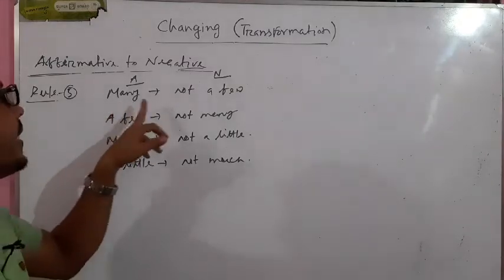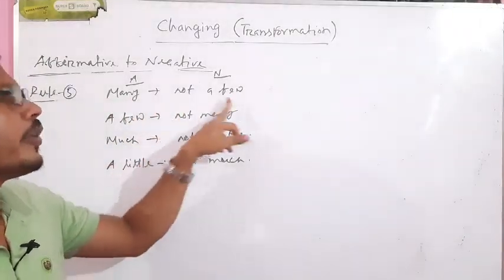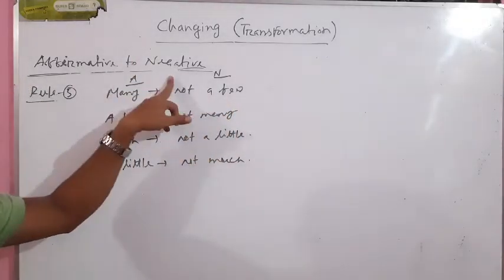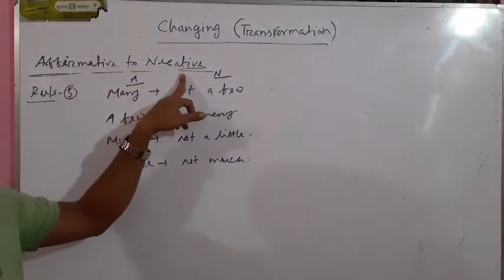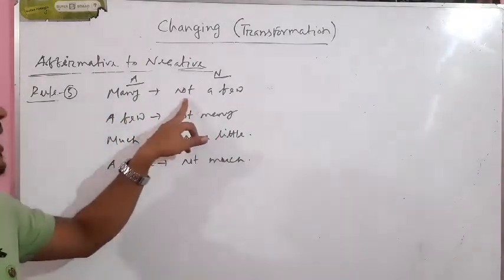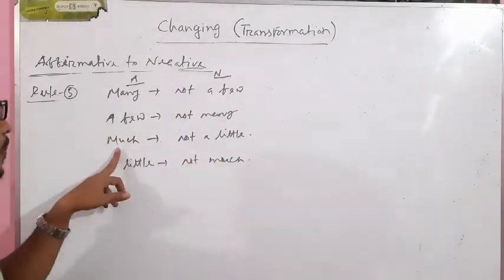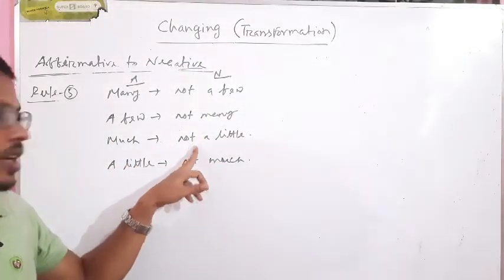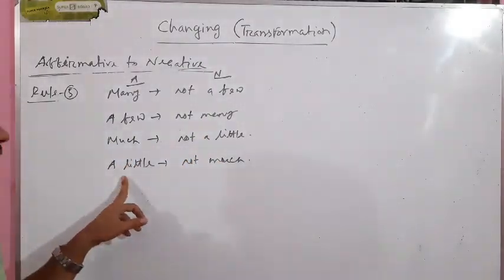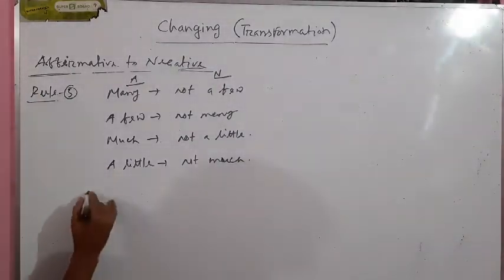Actually, instead of many, we can turn it into not a few. If you want to turn an affirmative sentence into negative, instead of many, we shall write not a few. Instead of a few, we can write not many. Instead of much, we can write not a little. And finally, instead of a little, we can write not much. Let's go with some examples.